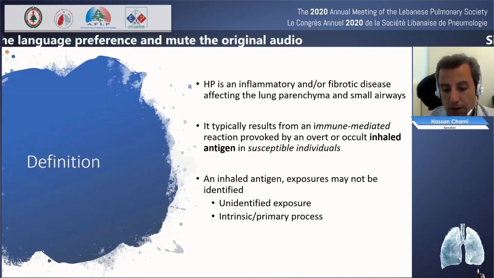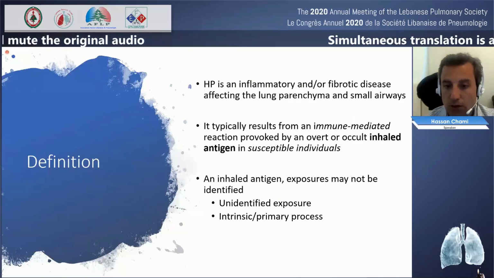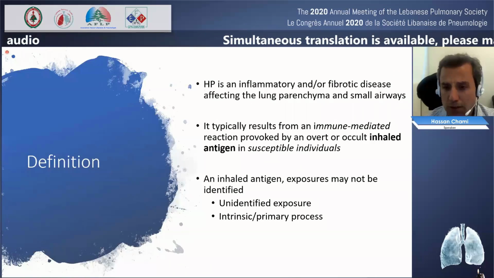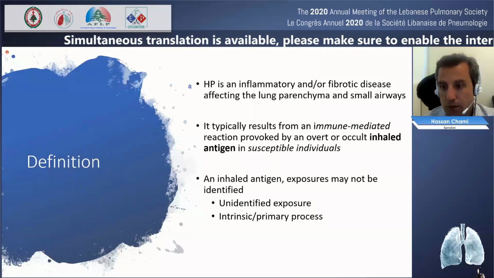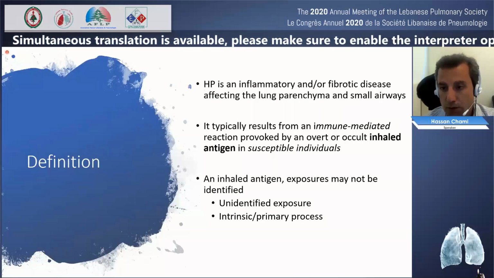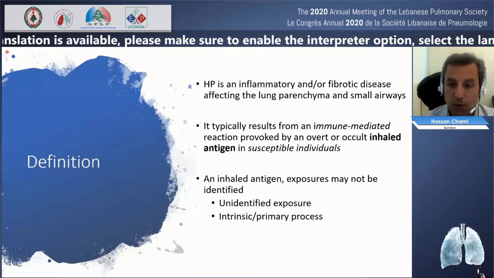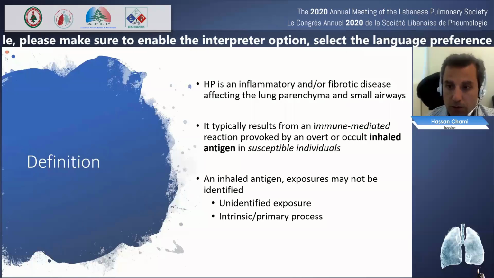The guidelines highlight the susceptibility. I mean, for every disease you would consider that people who end up being affected are susceptible, but the sensitization here, I think, is important. And very importantly, consider that the inhaled antigen may not be recognized in up to half of the patients, which makes the diagnosis quite challenging.